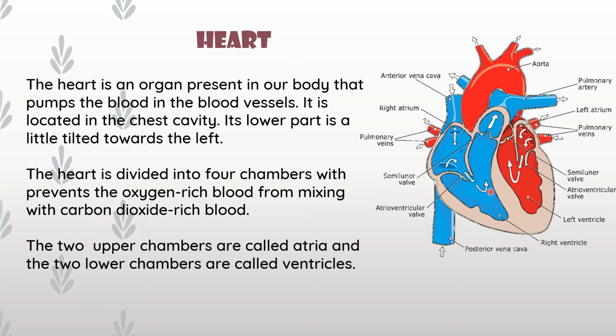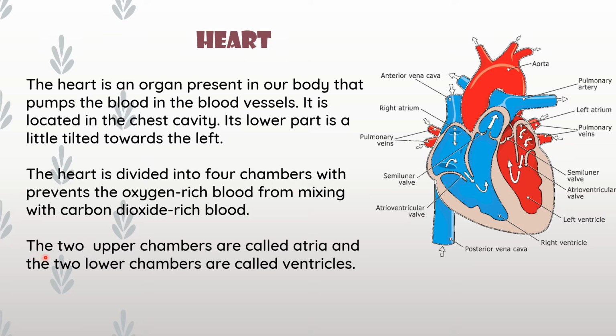And when we inhale, we take in air that contains oxygen and carbon dioxide, and our body takes the oxygen and exhales out carbon dioxide. So when we inhale, that air contains oxygen and carbon dioxide. These 4 chambers prevent the oxygen-rich blood from mixing with carbon dioxide-rich blood.